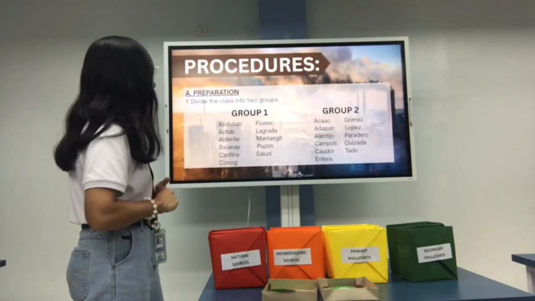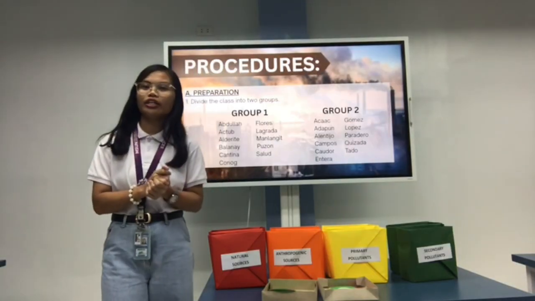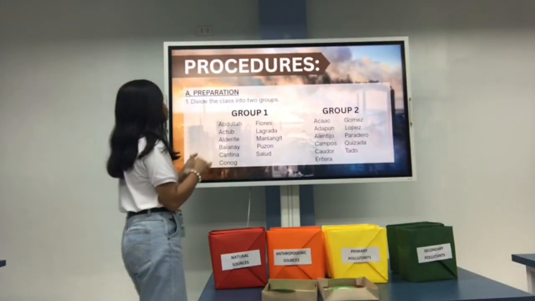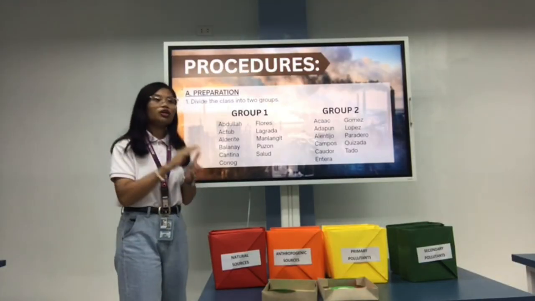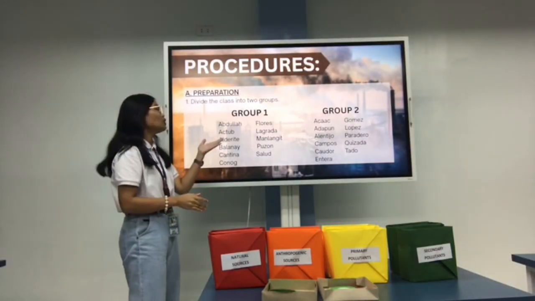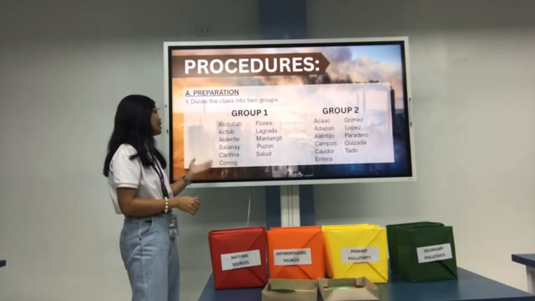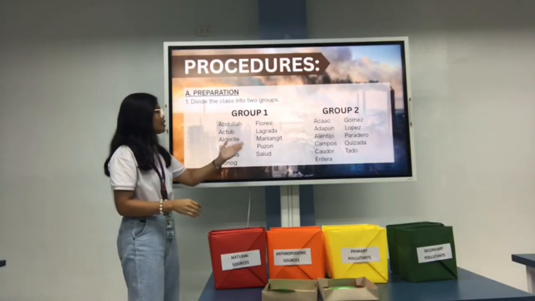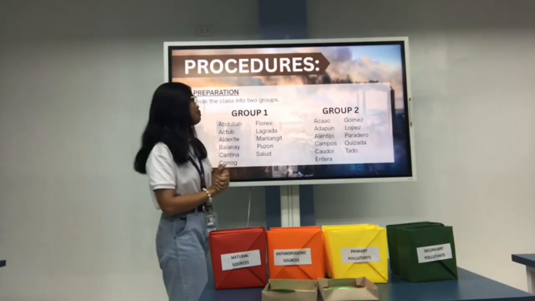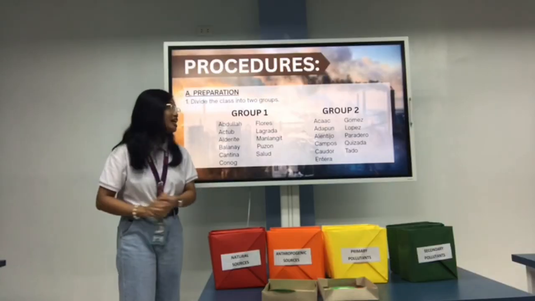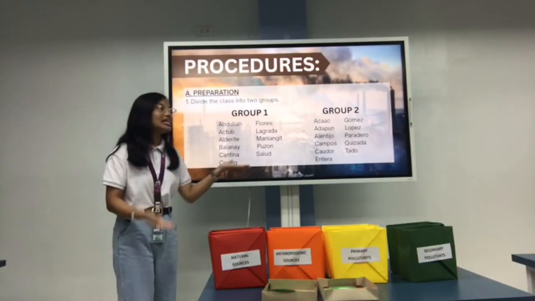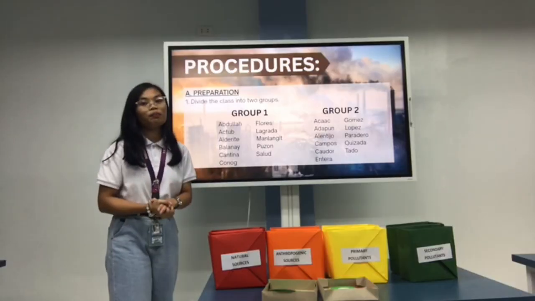So, of course, we have here our procedures. Of course, we need to prepare. So, we have here a preparation. Divide the class into 2 groups. I already divided the class. Group 1 is composed of Abdullah, Actob, Alderete, Balanay, Kandina, Konog, Flores, Lagrada, Manlangit, Pozon and Salud. And for group 2, we have Akaak, Adapon, Adliho, Campos, Caodor, Intera, Gomez, Lopez, Paradero, Quezada, Tado. So, obviously, the members per group are equal.